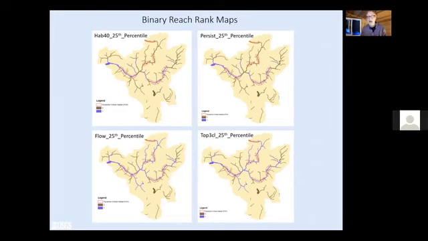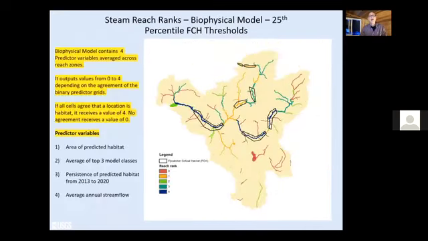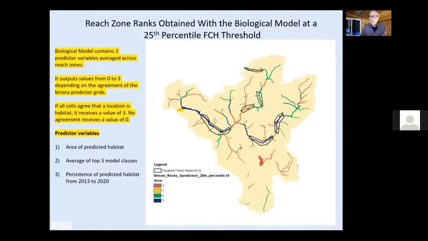So these are zeros and ones now. Anything above the 25th percentile of that control group we use to create that binary grid. And then we stacked them all together. So now you have cells with values from 0 to 4. If a cell had a value of 0, that meant that none of the cells in that reach contain one of those 4 predictor variables above the 25th percentile as compared to the control group. And if it had a value of 4, it means that all 4 variables said, yeah, you're above that 25th percentile. So that's the highest probability class.